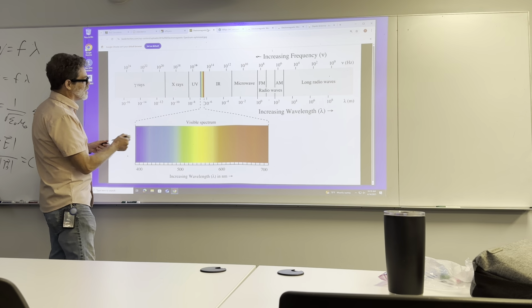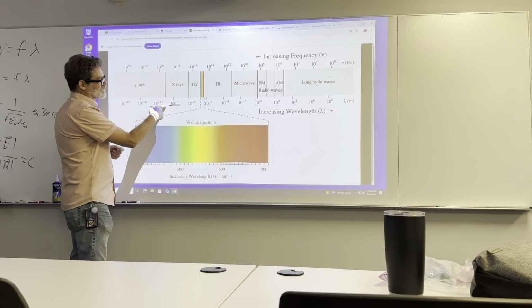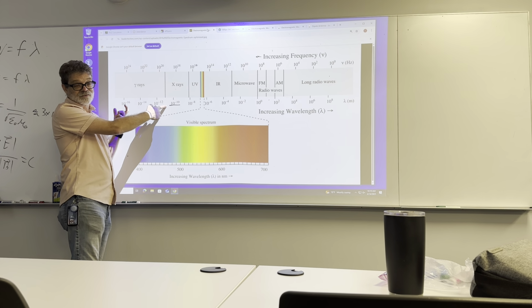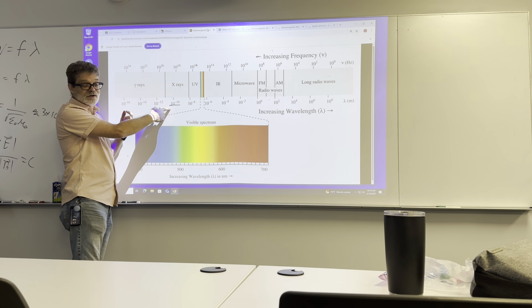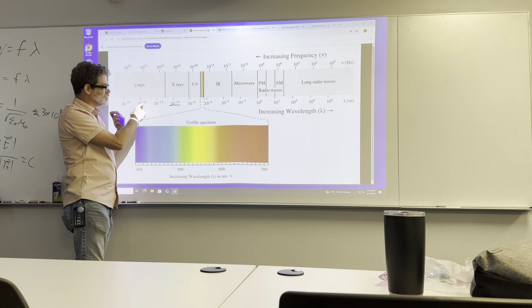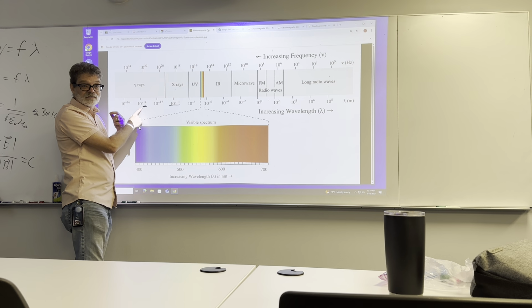Notice this is small, 10 to the minus 10. That's about the size of an atom, so it's the atomic scale. And then down here, 10 to the minus 12, 14, I think somewhere in here is the nuclear scale.